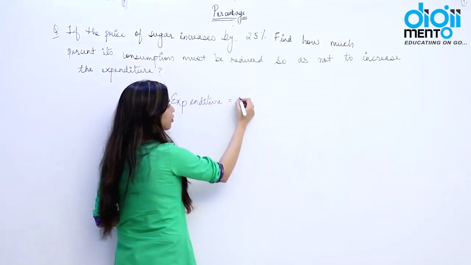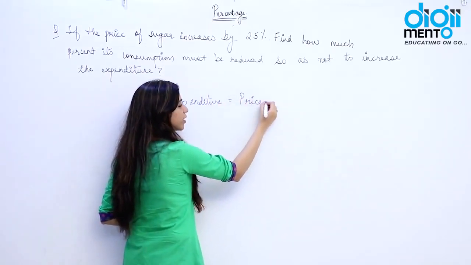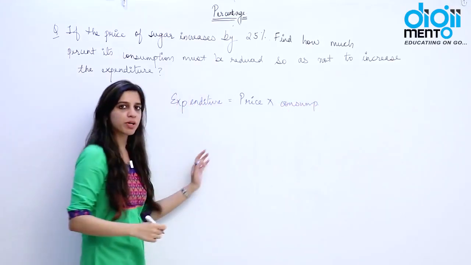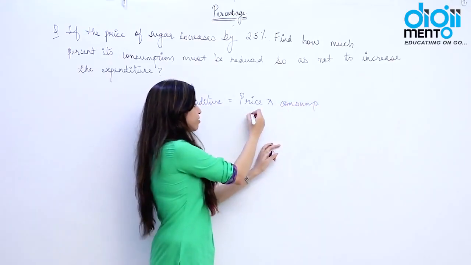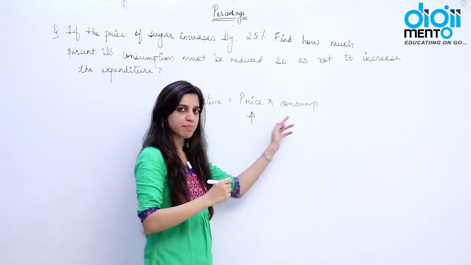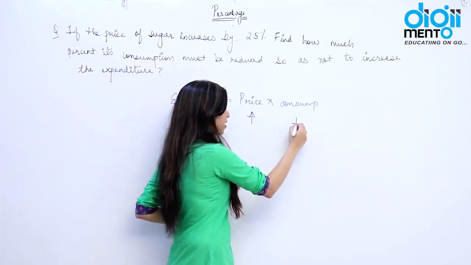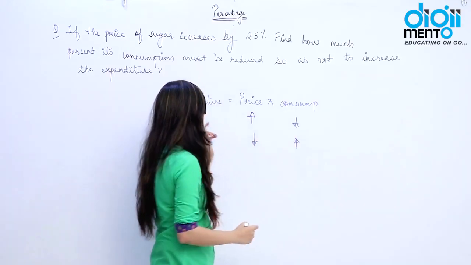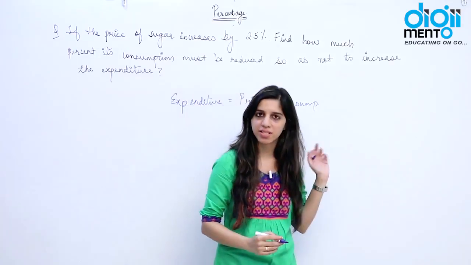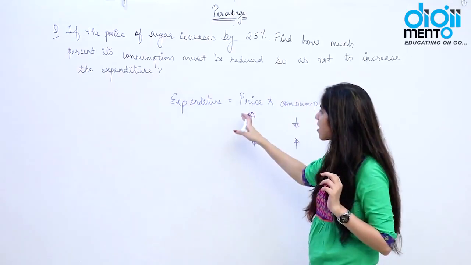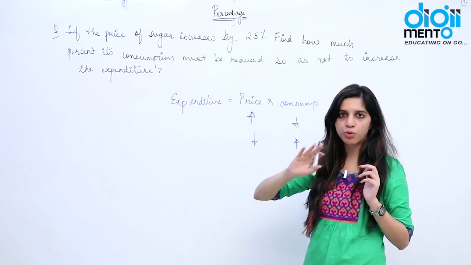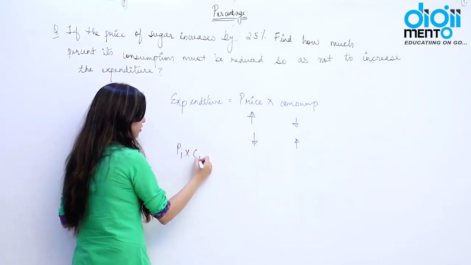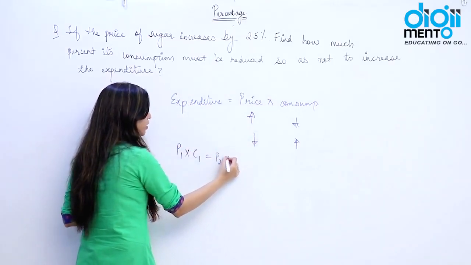See, what concept we are using is that expenditure on a commodity is actually going to be the price of the commodity into the consumption of the commodity, right? It is going to be the product of these two. If price of a commodity increases, consumption has to be decreased. If price of the commodity decreases, consumption has to be increased, because we need this expenditure to be a constant. Fine, so we use the same concept. What do we say? P1 into C1 should be equal to P2 into C2.